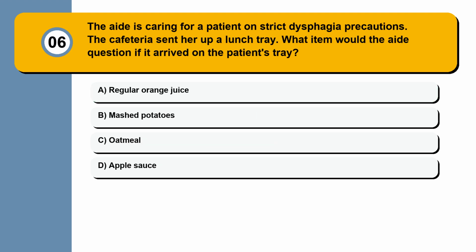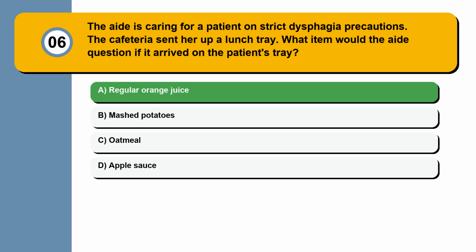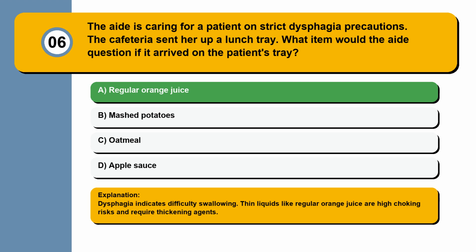Question 6. The aide is caring for a patient on strict dysphagia precautions. The cafeteria sent her up a lunch tray. What item would the aide question if it arrived on the patient's tray? Regular orange juice, mashed potatoes, oatmeal, apple sauce. Dysphagia indicates difficulty swallowing. Thin liquids like regular orange juice are high choking risks and require thickening agents.